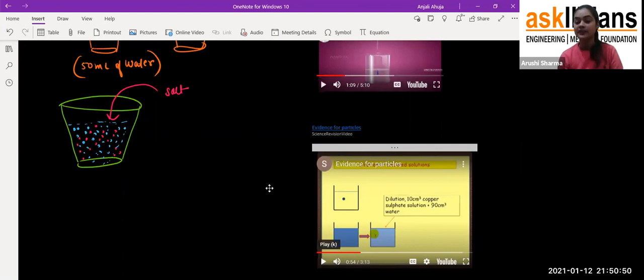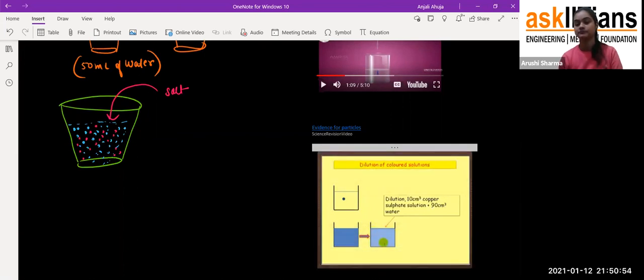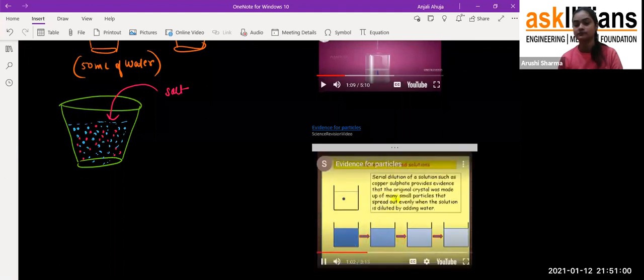Observe it carefully. Dilute it again, and the particles spread out to occupy the whole volume of liquid, again and again. So what we can say here is that a serial dilution of a solution such as copper sulfate provides evidence that the original crystal was made up of many small particles, and these spread out evenly when the solution is diluted by adding water.